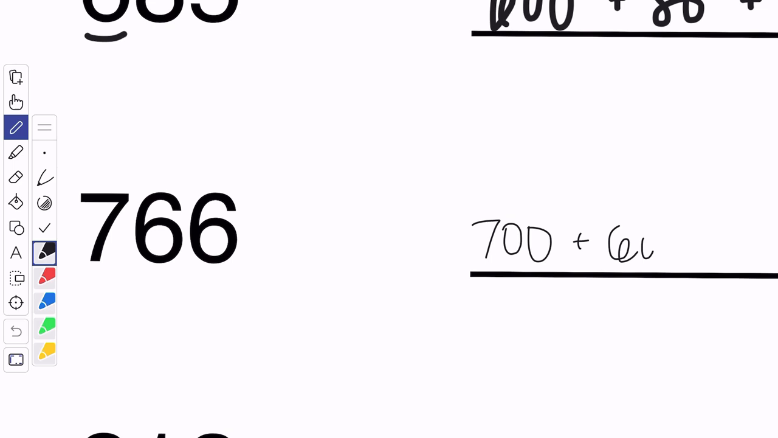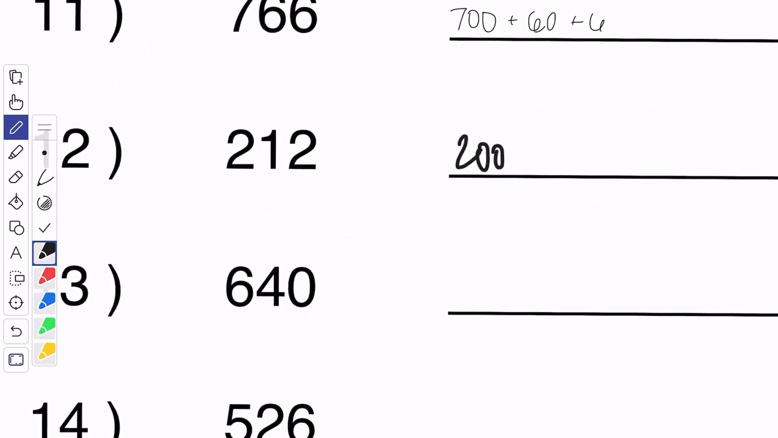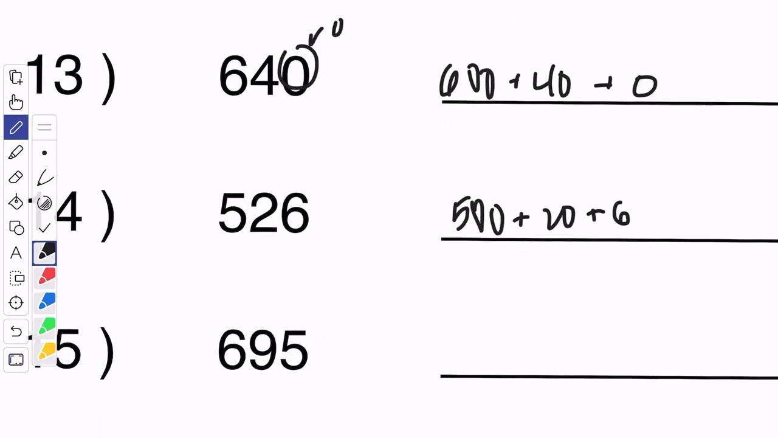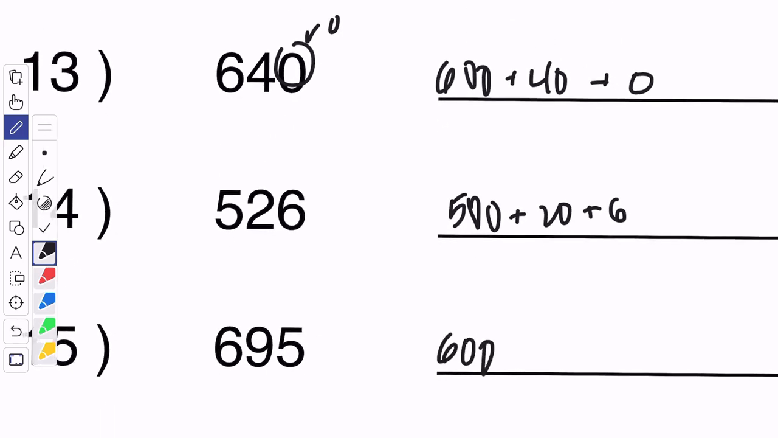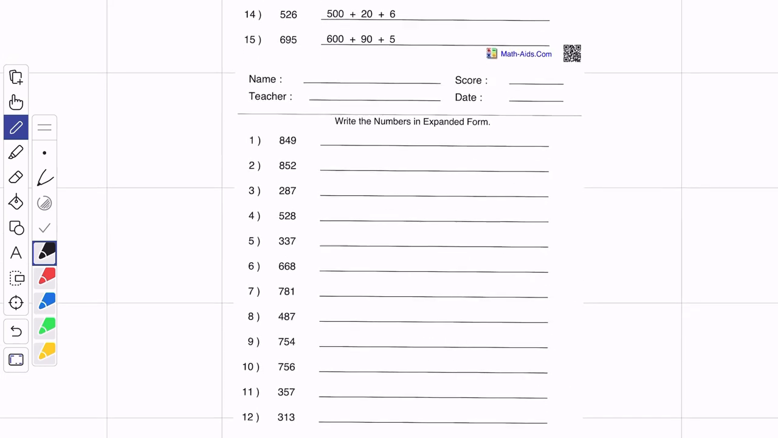700 plus 60 plus 6. A 200 plus 10 plus 2. And then a 600 plus 40. And then we have a 0 in our ones place. So that's just going to be 0. 500 plus 20 plus 6, and then finally 600 plus 90 plus 5. There are the answers.